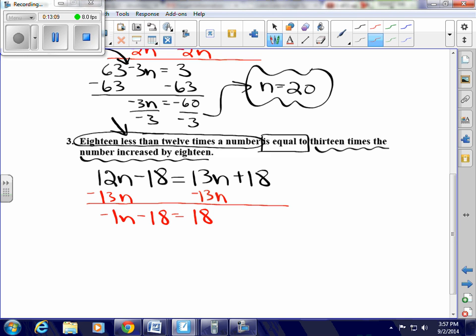Careful here. What's going to happen? I'm going to cancel out this minus 18 by doing plus 18. Go over here and do the same thing. Negative 1n is equal to 36. What's the coefficient here? Negative 1. So we're going to divide by negative 1 and get n is equal to negative 36.